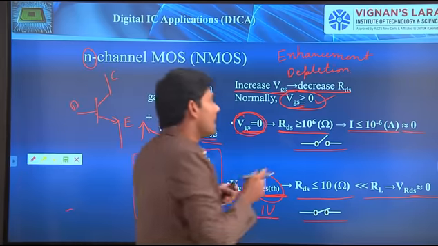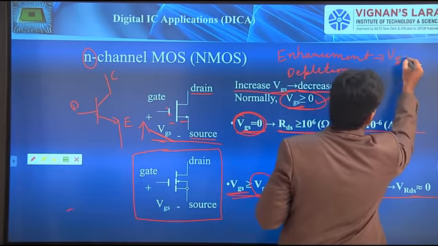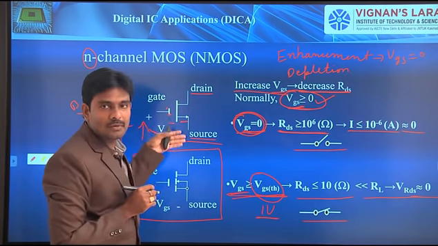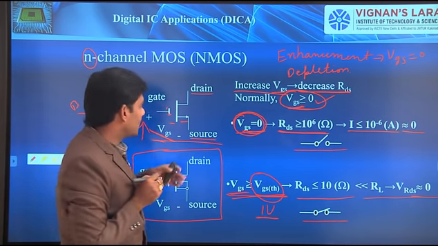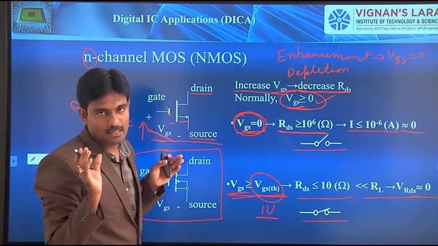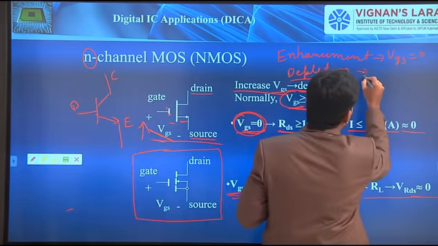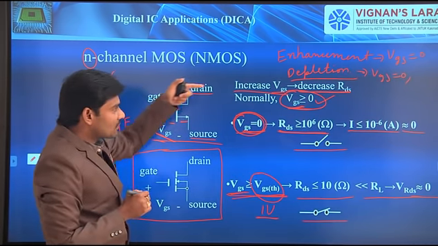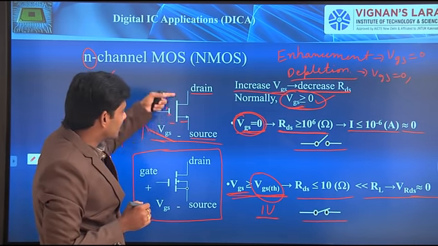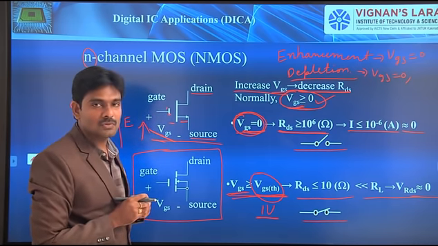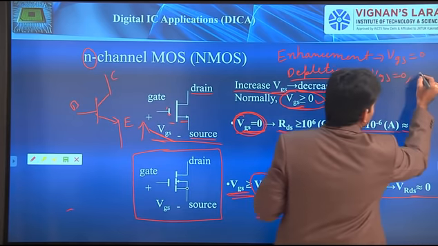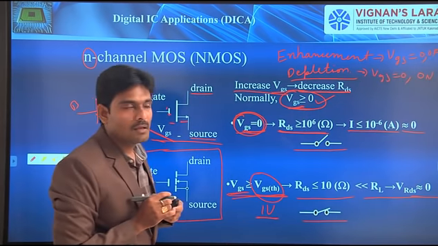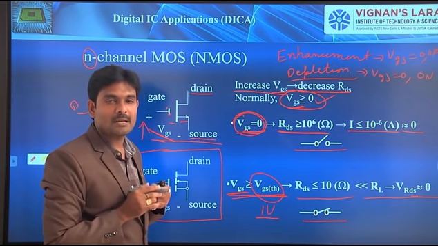In enhancement, at VGS equals 0, if you didn't apply any gate voltage, no conducting path is present. That is, that transistor is in off state. While coming to depletion mode, at VGS equals 0, even though we didn't apply any gate voltage, there is a conducting path present between drain and source, that we can represent as the transistor being in on state. So that is the main difference between enhancement and depletion.